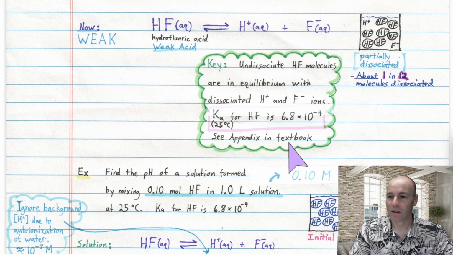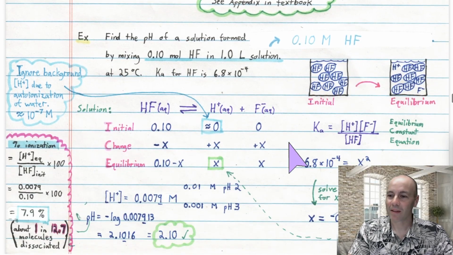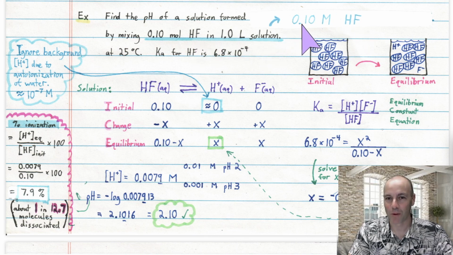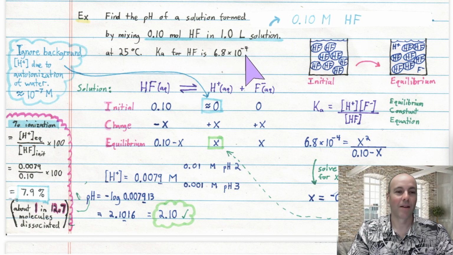So let's do a calculation involving hydrofluoric acid. Suppose you're asked to find the pH of a solution formed by mixing 0.1 moles of HF in 1 liter of solution. That would give you 0.1 molarity. This is at 25 Celsius, and the equilibrium constant for HF at that temperature is 6.8 times 10 to the minus 4. So here you're given the equilibrium constant. You don't have to go look for it.